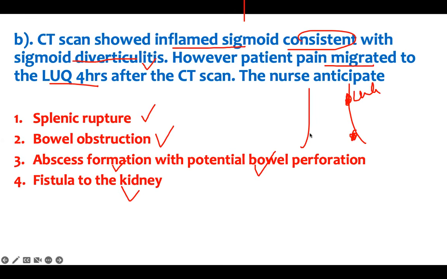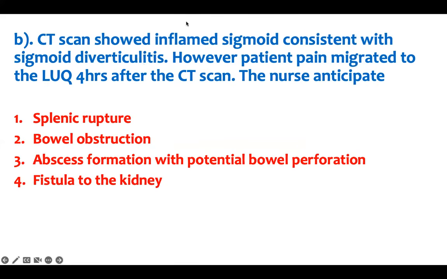When somebody comes with diverticulitis, who do you see? And they have left lower quadrant pain, that is fine. But if the pain went to left upper quadrant, it's a priority action. So we got to see this patient. It means they develop an abscess or they're about to perforate. So this one is the right answer. Key fact, critical thinking.